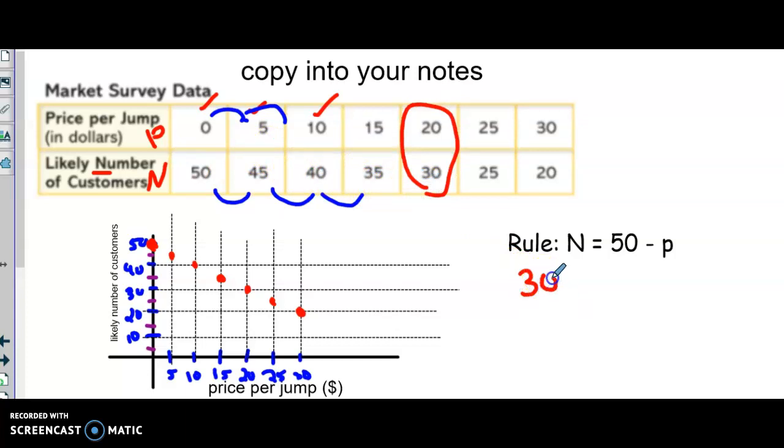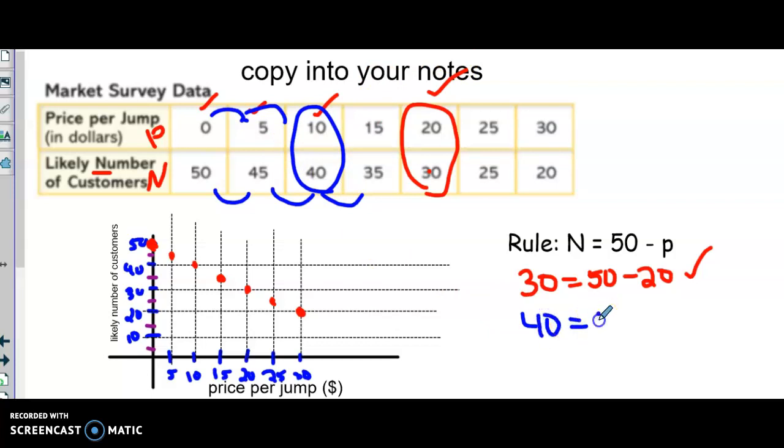Let's check this one. Does this work? Is 30 equal to 50 minus 20? Is 30 equal to 50, that's from here, minus 20? And the answer is yes, it is. So that checks out. Let's check one more. Right here. Is 40 equal to 50 take away, what do we have? 10 is our price. It is. Check. This one checks out. If we went through the whole table, they would all check out.